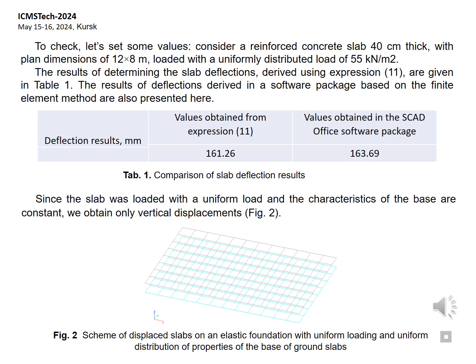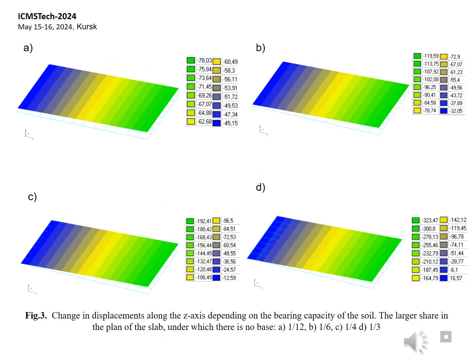Since the slab was loaded with a uniform load and the characteristics of the base are constant, we obtain only vertical displacements. Let us conduct research into changes in the stress-strain state of the slab when the properties of the elastic base change. Let us determine how displacements change in the absence of a base under part of the slab. We will sequentially remove part of the base under the slab in the following sequence: 1/12, 1/6, 1/4, 1/3 of the larger size of the slab in plan. From figure 3 it can be seen that when the weakening exceeds 1/4 of the larger dimension in plan, the opposite edge of the slab is torn off.